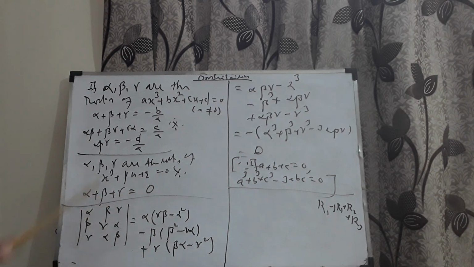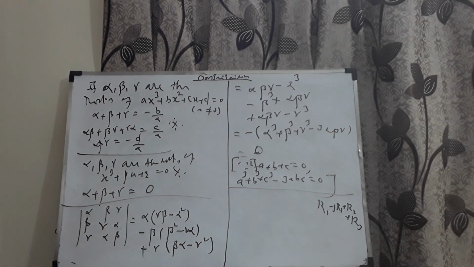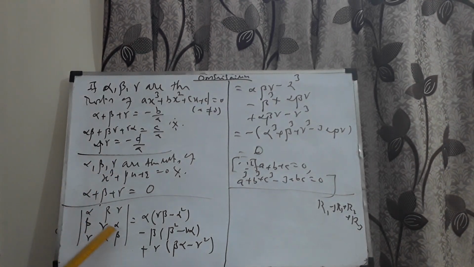Now the sum of the roots here will be minus 0 by 1, which is 0, since the coefficient of x square here is 0. Now let me try to expand this: alpha into gamma beta minus alpha square, minus beta into beta square minus gamma alpha, plus gamma into beta alpha minus alpha gamma square.